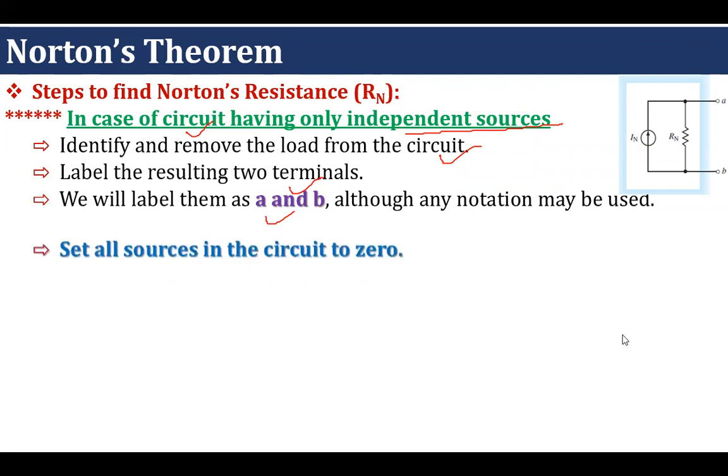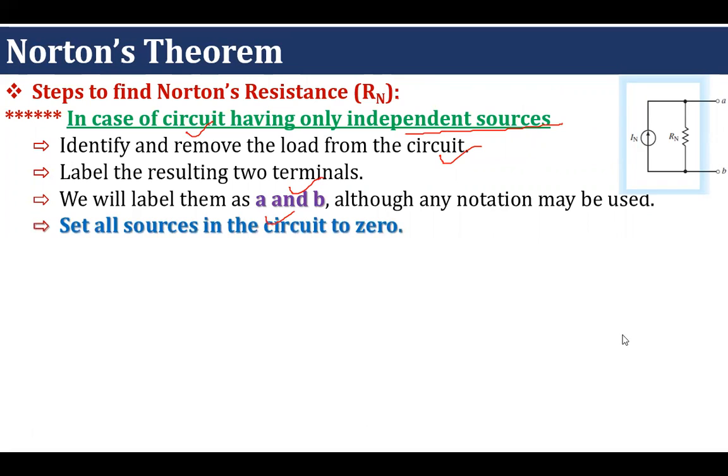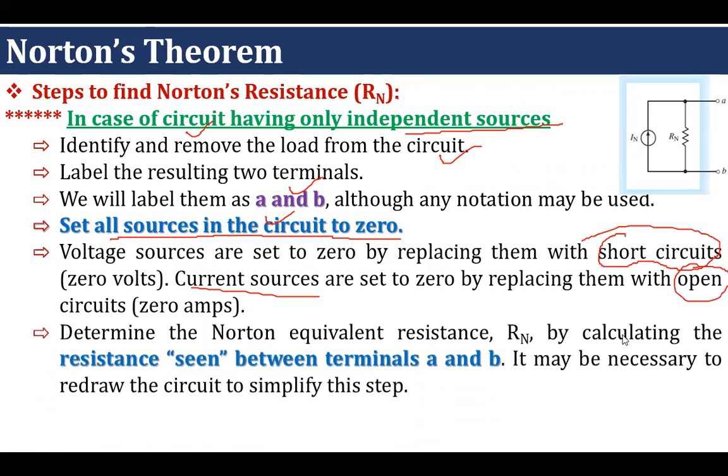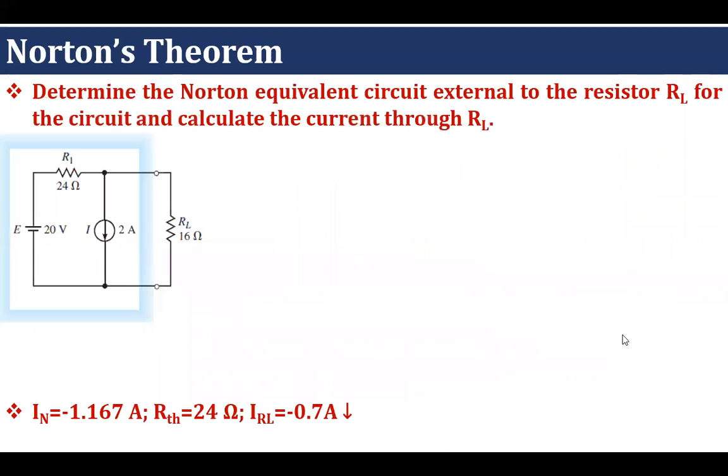Label the terminals' names, that is the nodes' names, and set all independent sources in the circuit to 0. That means all voltage sources will be short circuited and all current sources will be open circuited. Then we have to see the resistance between terminals A and B. Whatever resistance is seen from the two terminals is going to be the Norton resistor.